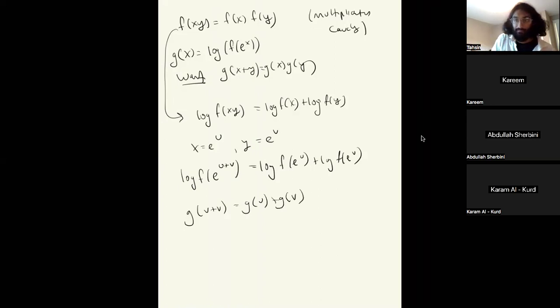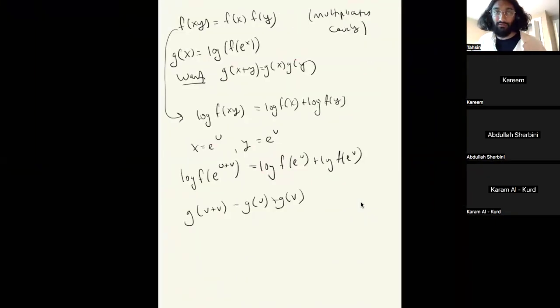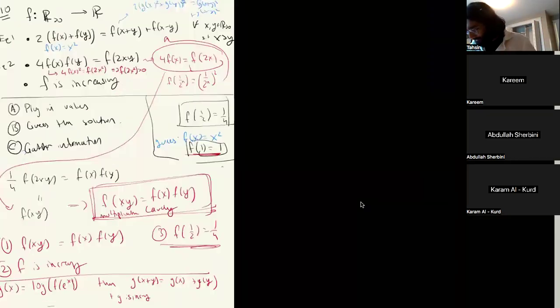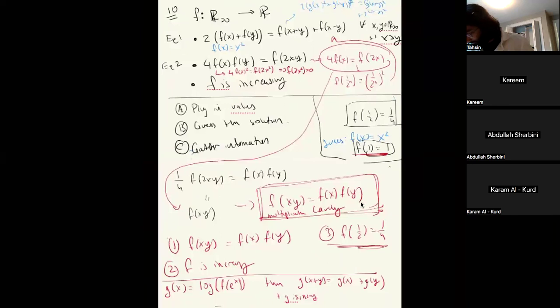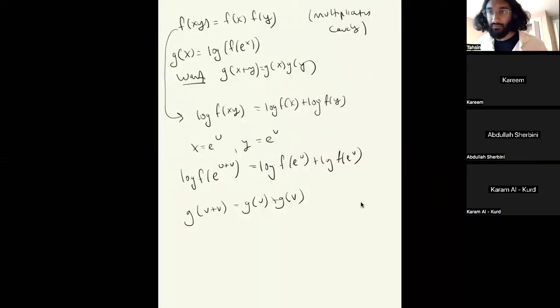Does that make sense, Carl? Yeah, thank you. Good. So there are like 3 or 4 variants of this Cauchy equation. You should know all of them. Okay, great. Maybe we have time for one more problem.